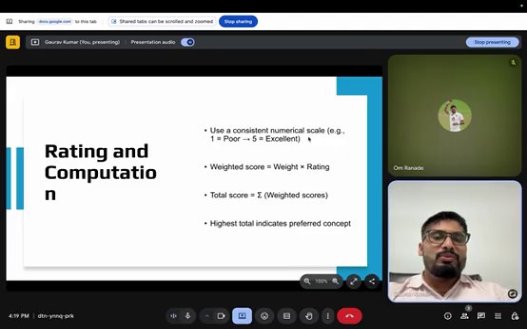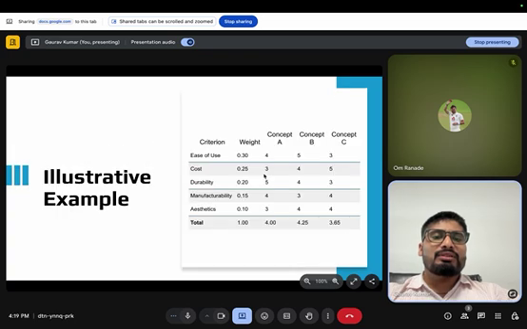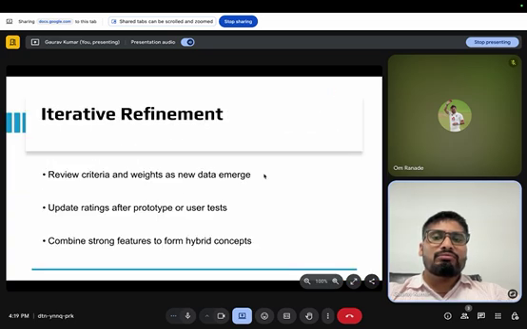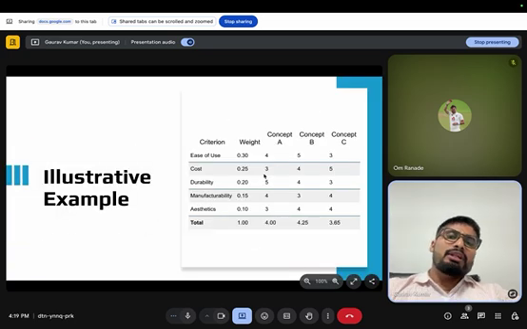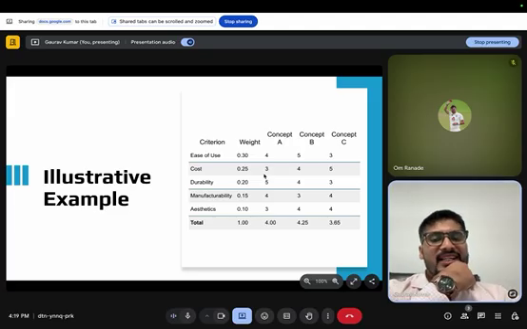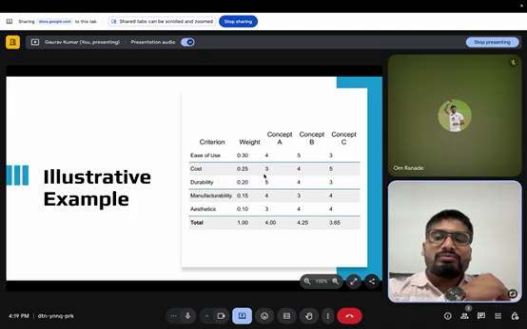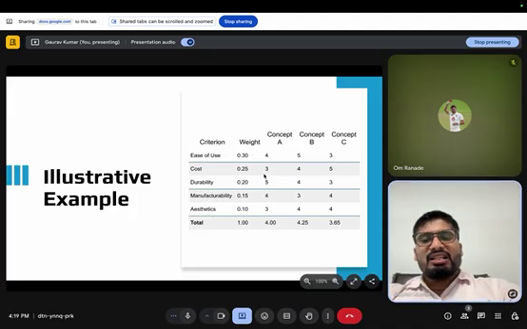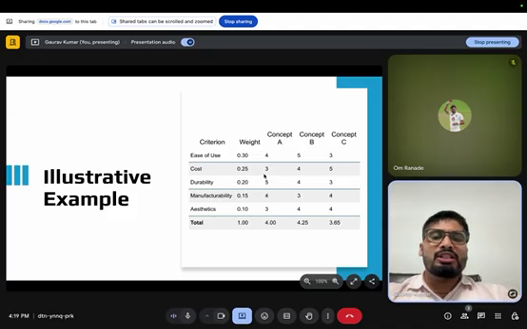Okay. Now moving towards the next one. Illustrative examples. So the scoring example demonstrates how structured evaluation leads to objective ranking. So when applying weighted criteria, each concept's performance becomes numerically comparable.